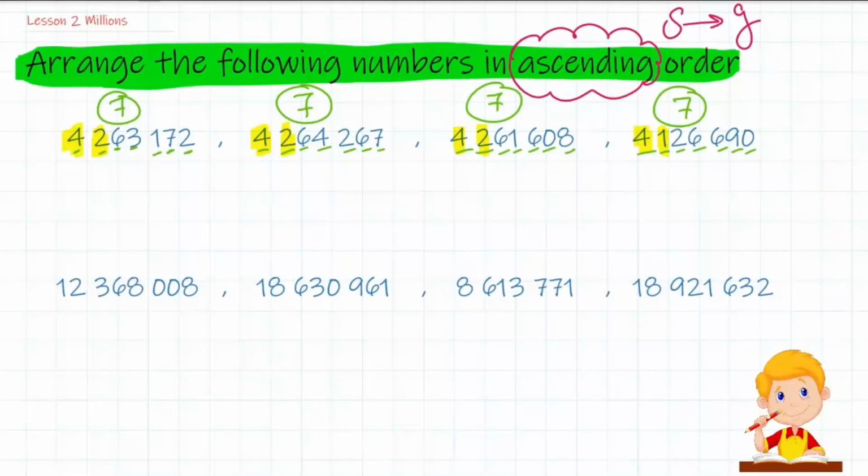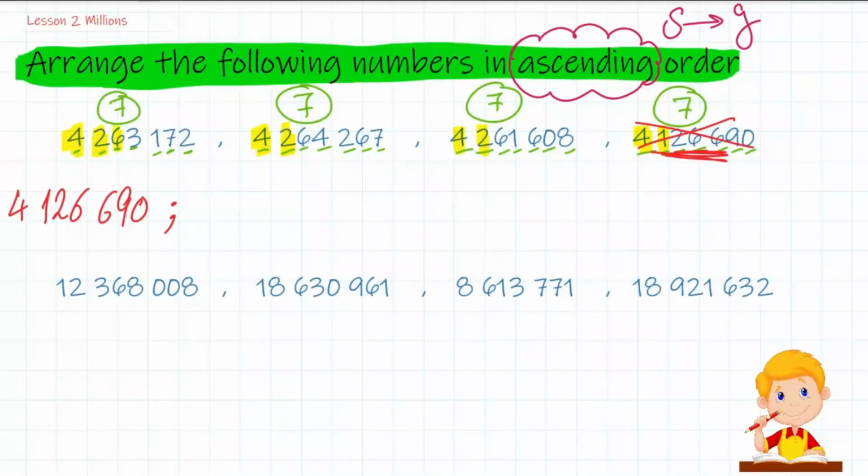Of course, 1 is smaller than 2. So let's write this number as the smallest number. We have here 4,126,690. Okay, let's cancel it out.